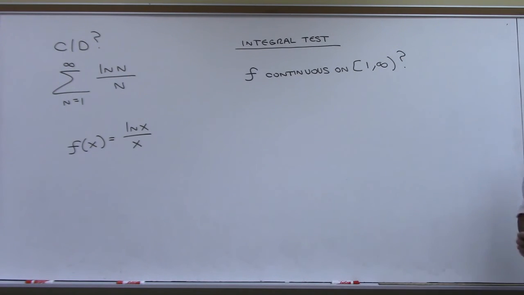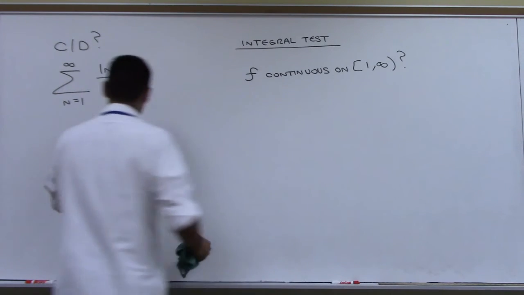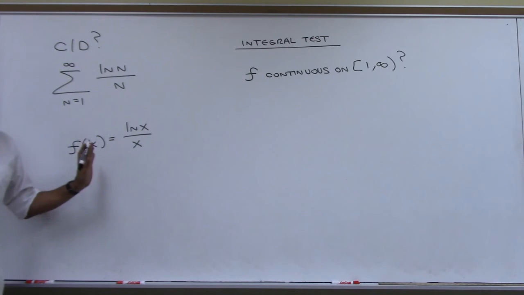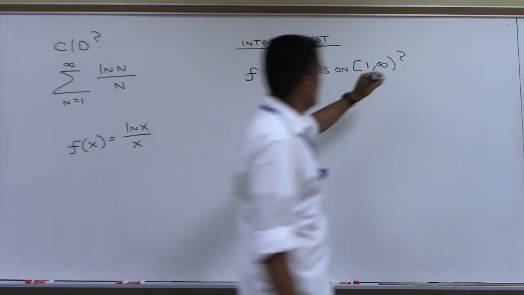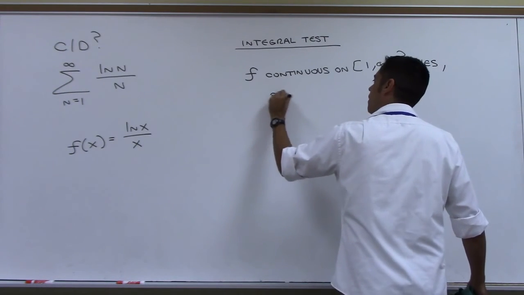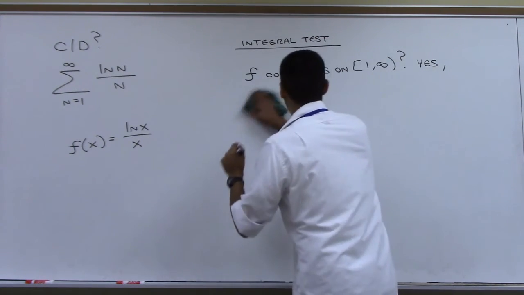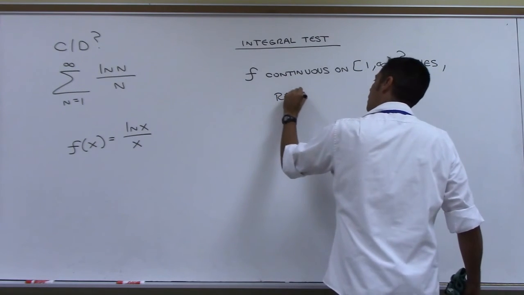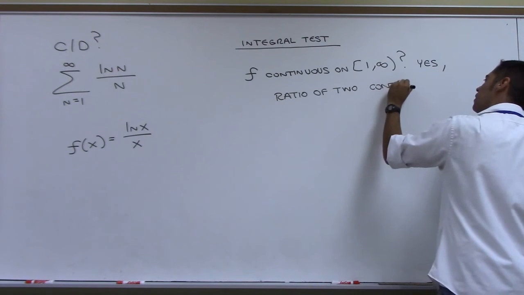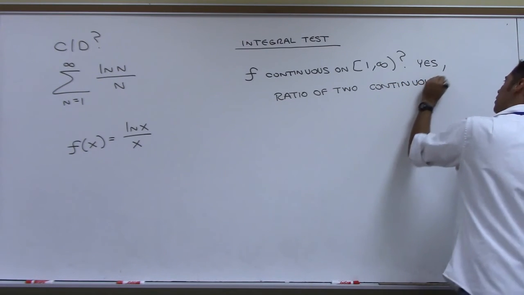Is it? Why? Natural log is continuous. X is continuous on 1 to infinity, right? Because at 0, they're both in trouble, right? But I'm not looking at 0. So is this? Yes. Ratio of 2 continuous functions.